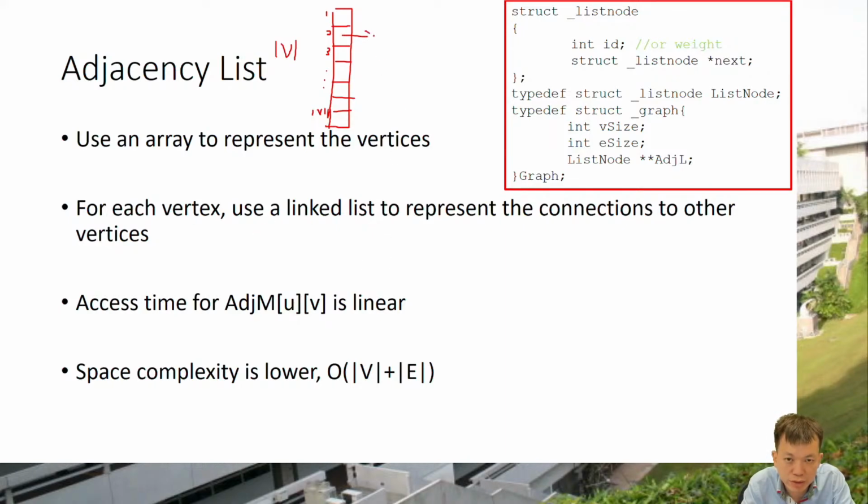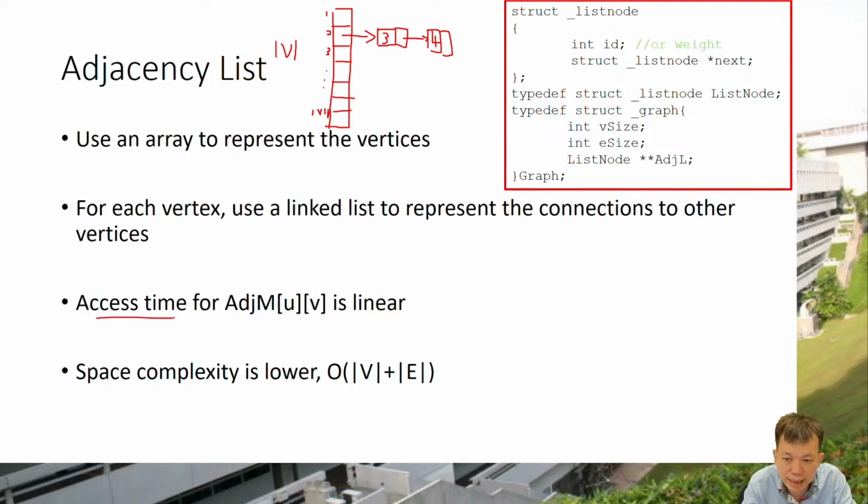So a bit like your closed addressing hash table, they use a linked list behind to represent the connections of other vertices. This means, let's say 2 is connected to 3, they will indicate 3 here. Then maybe 2 also connects to 4, they will indicate it here. So this is the adjacency list.